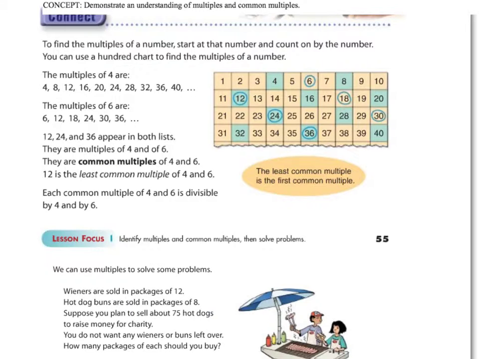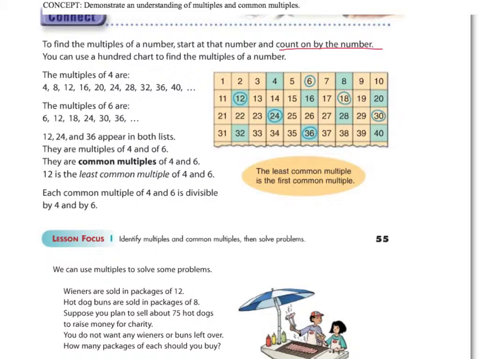All right, taking a look at our Connect section of Lesson 3, Unit 2. How to find multiples. So, Connect section. To find the multiples of a number, start at a number and count on by that number. That's going to be important. Count on by that number.